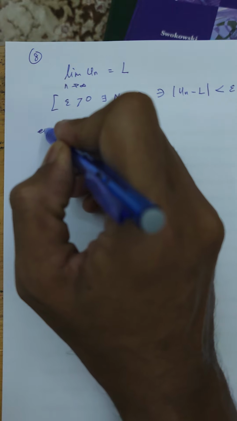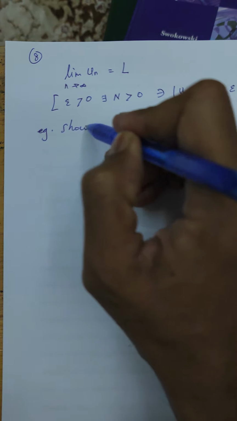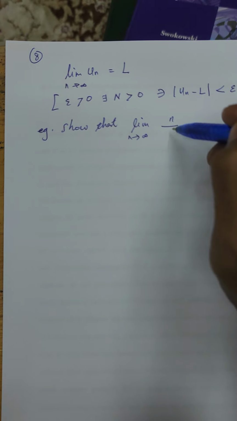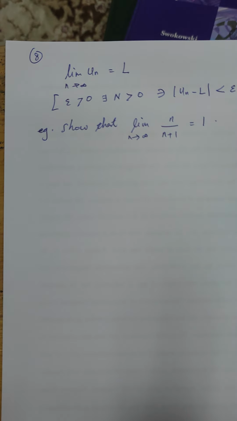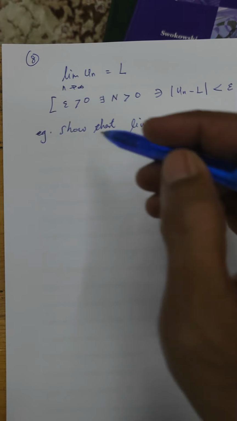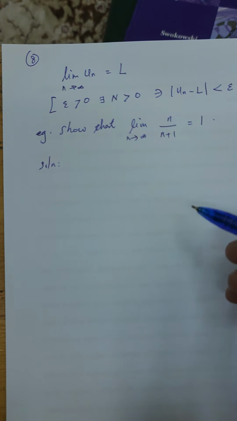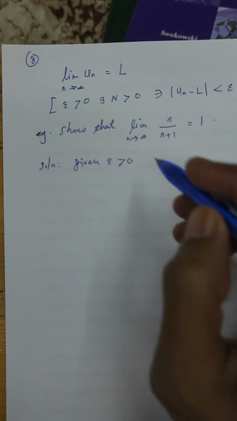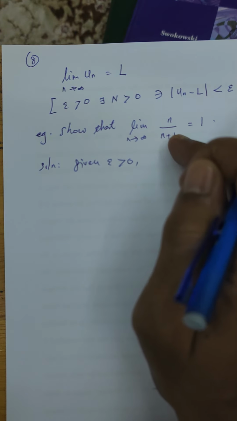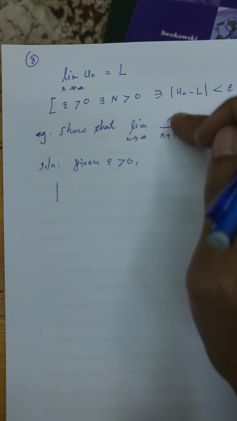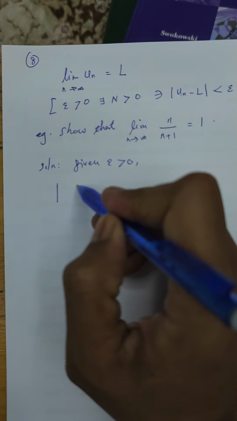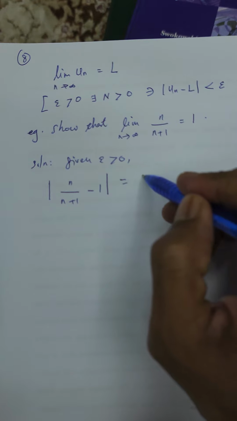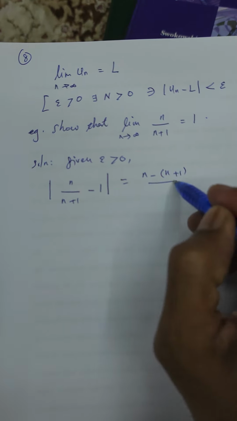So next example, let's say we want to show that the limit as n goes to infinity of n over n plus 1 is equal to 1. To do this, we begin with a given epsilon positive, any small number epsilon positive, then we take the difference between u_n and L. Our u_n is n over n plus 1, and our L is 1, so we have n over n plus 1 minus 1. That gives us n minus (n plus 1) over n plus 1.